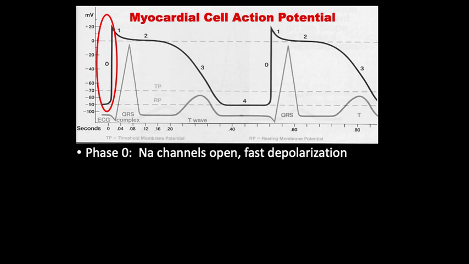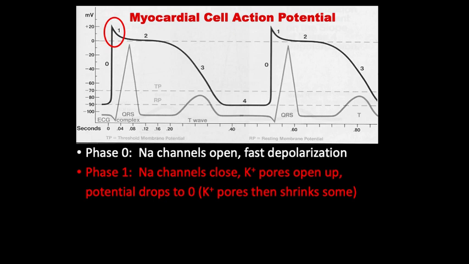Phase 0 represents the rapid influx of sodium and the transition of the cell from negative to positive, which again is what we call depolarization. In phase 1, at the end of depolarization, the sodium channels close and potassium channels open up briefly, and the electrical charge of the cell drops to about 0, which helps to trigger the movement of calcium.